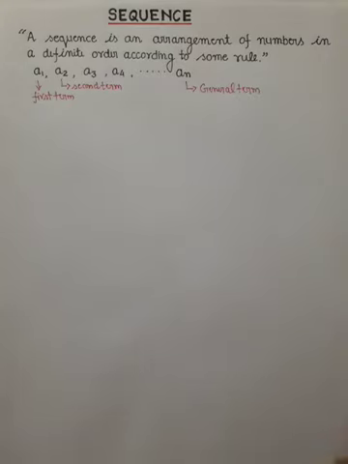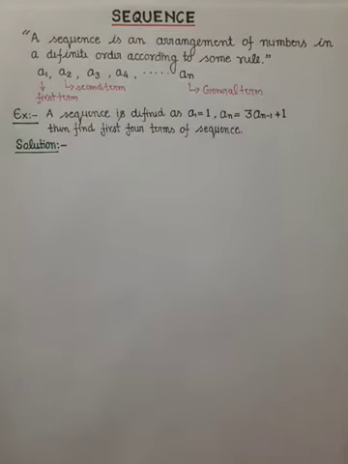Now after that we will define some basic examples on this topic. So we are considering an example. Here we have given an example. A sequence is defined as a1 is equal to 1, an is equal to 3 an minus 1 plus 1. Then find the first four terms of the sequence.